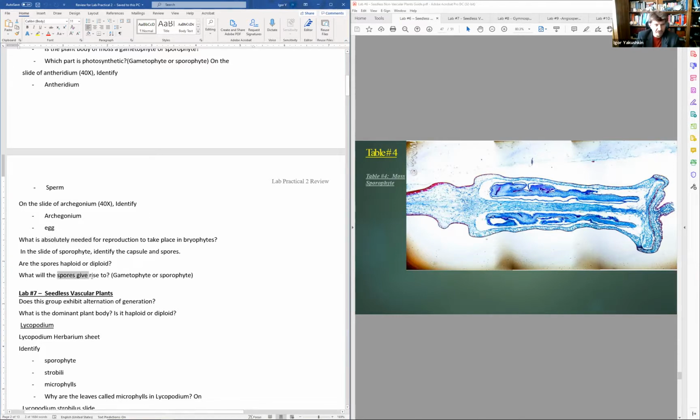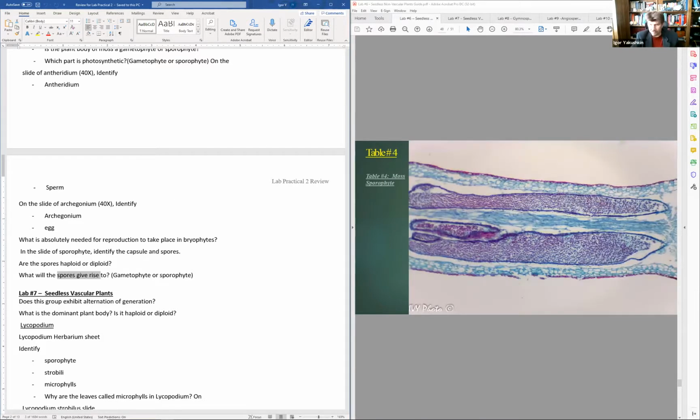The spores are always haploid, and they will give rise to the haploid generation, and you know the haploid generation is nothing else but the gametophyte. All right? Here we go, tons of spores.